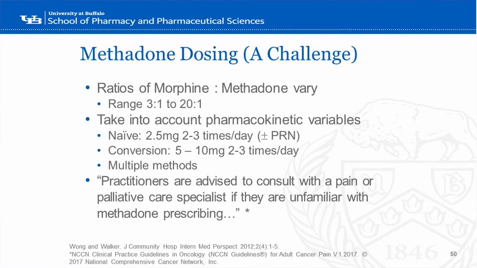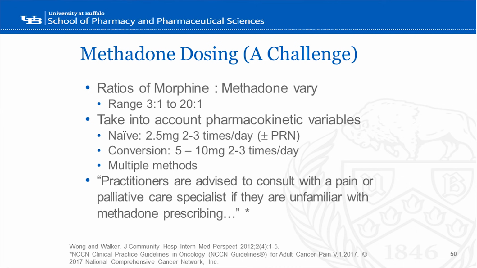We also find that ratios of morphine to methadone vary based upon the patient, anywhere from a 3-to-1 ratio to a 20-to-1 ratio. And this is often because those patients who have neuropathic pain, once we get them on methadone, they can be treated well with a much lower dose of opioid overall.